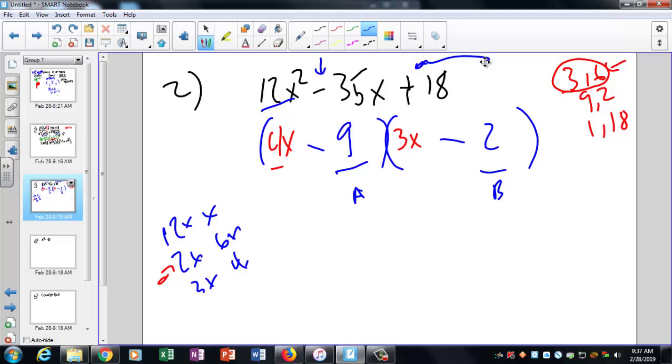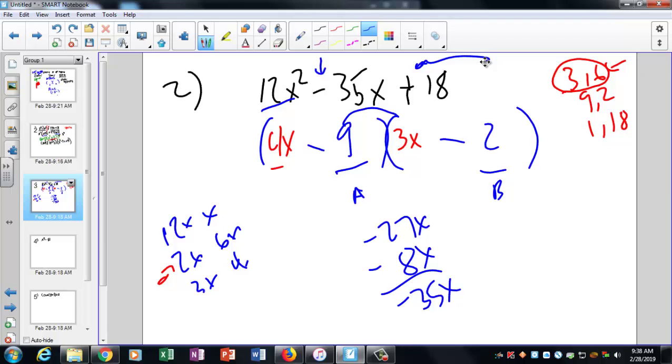Now we check to see if it works. Negative 27x minus 8x is negative 35x. And that does indeed work. Does everybody see the way that works? It starts off with you have to know your multiplication tables. Number 2, make sure you're not putting common factors side by side.